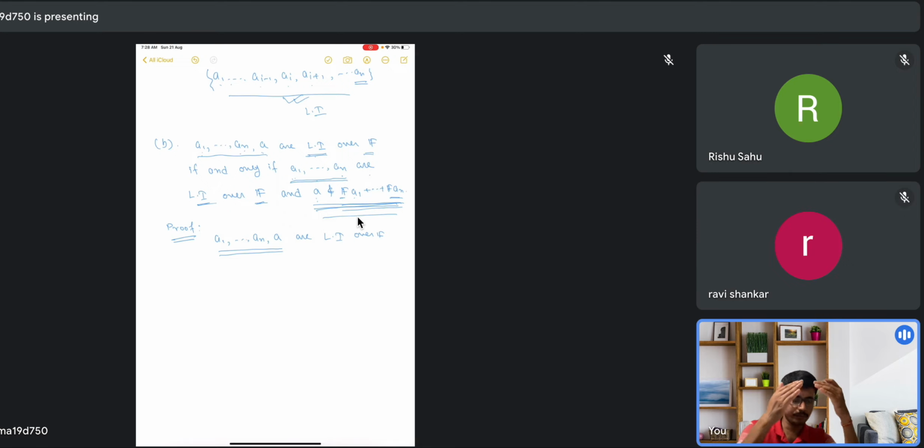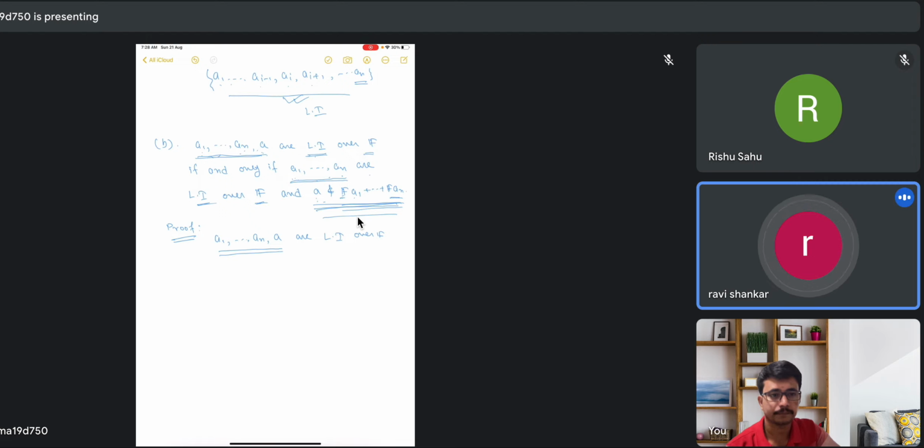No, we assume this one and we prove the next statement. Then we go forward. Right now we are going in the forward direction. Next we have to go in the backward direction. Right now we are assuming this one, and we will prove these two statements. After we assume these two statements, we will prove this one.